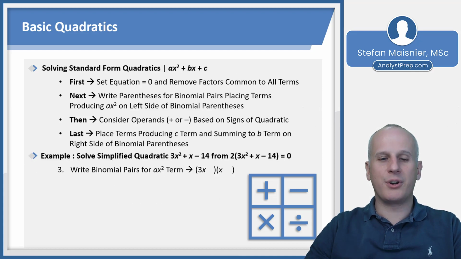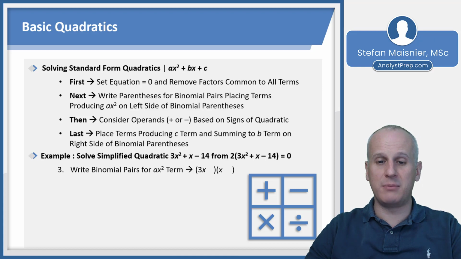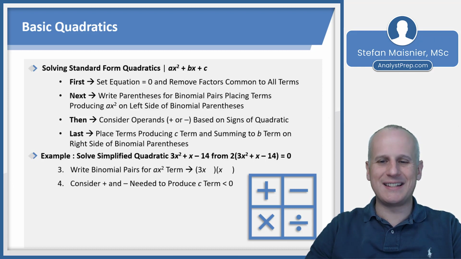So we're going to write the binomial pairs for the ax squared term, which in this case is 3x squared. The only way you'll get to 3x squared reasonably is going to be 3x times x, because 3x times x is 3x squared. Then we need to consider the pluses and minuses in our quadratic that are required to produce our constant term, in this case, negative 14, because it's less than 0.